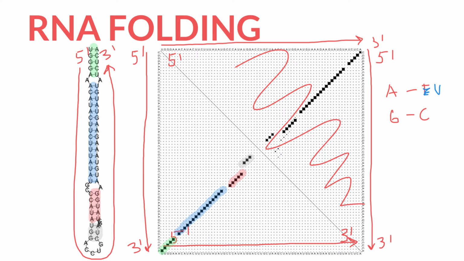Hopefully now you have a much better understanding of how the dot plot method works in order to help us predict RNA three-dimensional and two-dimensional structure. And this is all for today.